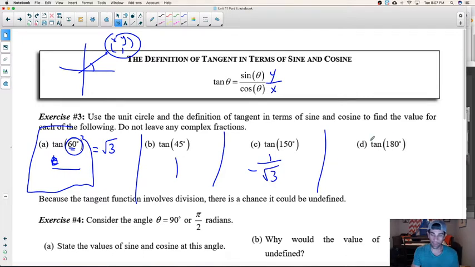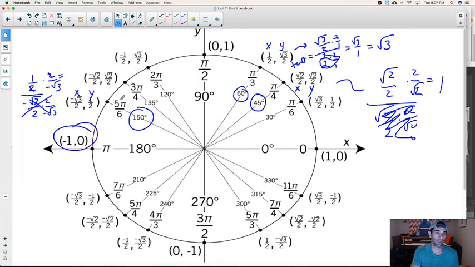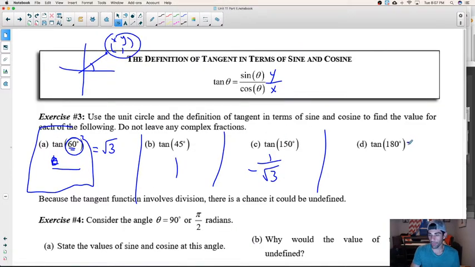Okay, and then the last one at 180. Well, that's an easy one. That's just 0 and 1, right? I don't even need anything crazy over here. So that's 0 over, I think it's a -1, yeah. And then that ends up being just 0. So there you go. That's finding or identifying the tangent function on the unit circle.